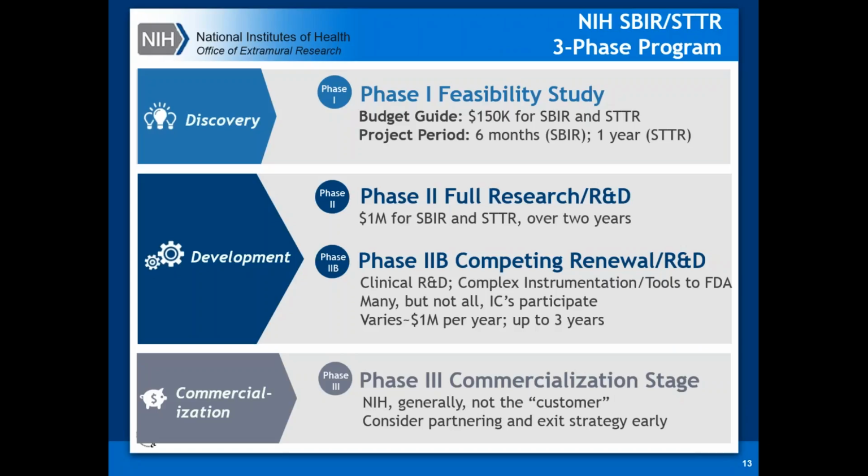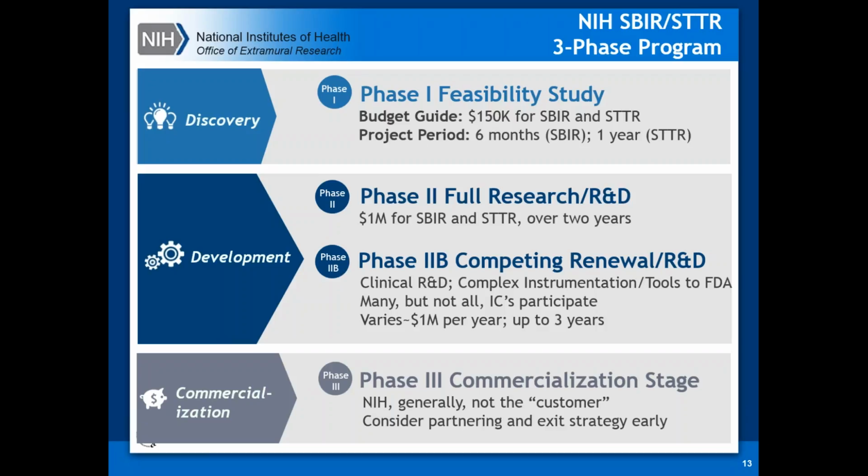For those of you who are not aware, you can look at the SBIR program as a 3-phase program. Phase 1 is focused on feasibility studies. It's discovery, as you can see. Under phase 1, you do feasibility research, and it's $150K for SBIR and STTR. And the project period in which you do the research is 6 months for an SBIR and up to 1 year for an STTR.